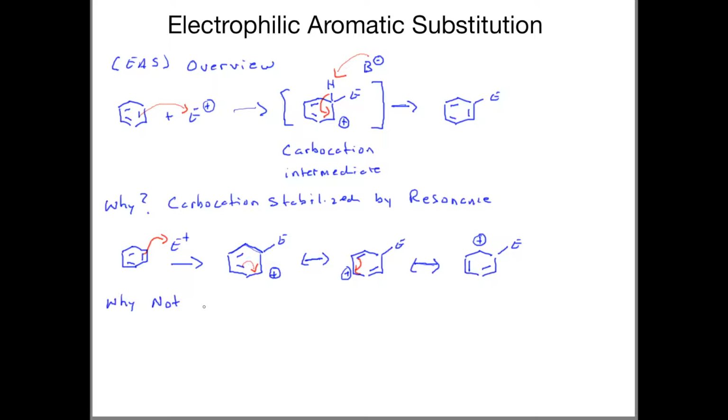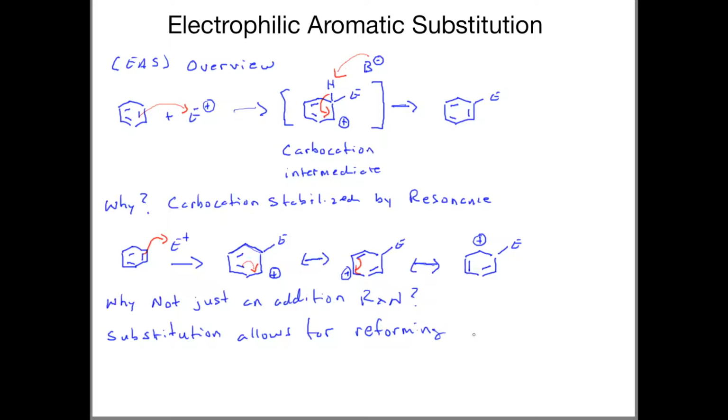Now, why, for electrophilic aromatic substitution, do we not just get some addition product? Well, it turns out that if we were to undergo an addition reaction, we wouldn't end up reforming the aromatic system. So this substitution reaction allows us to regenerate our aromatic ring and gives us a very stable end product.